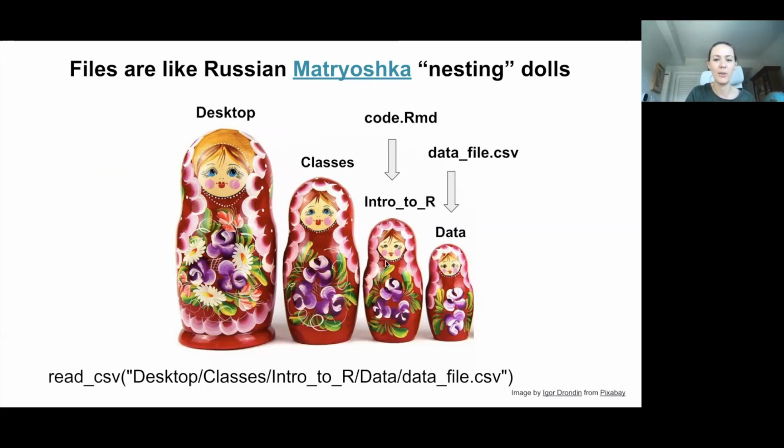So you might have your code in the Intro to R folder, and you might have your data in the data folder. So if you were to make an absolute path, you would have to say, I'm in the desktop, I'm then inside classes, I'm then inside intro to R, I'm then inside data to get to the data file.csv. So here you can see down here where the path would be for that.